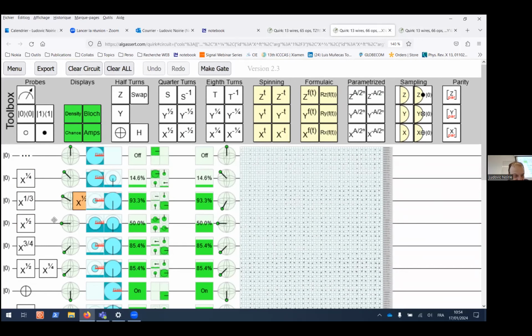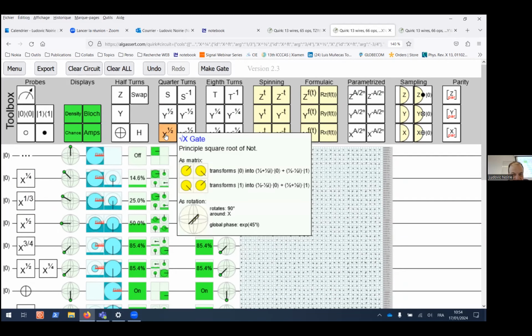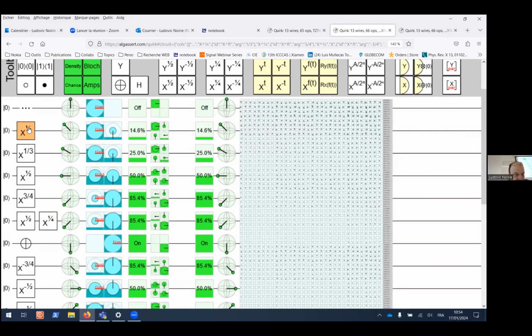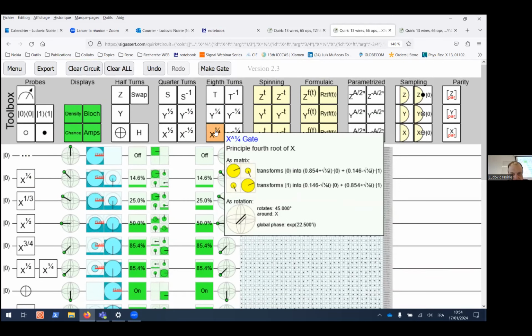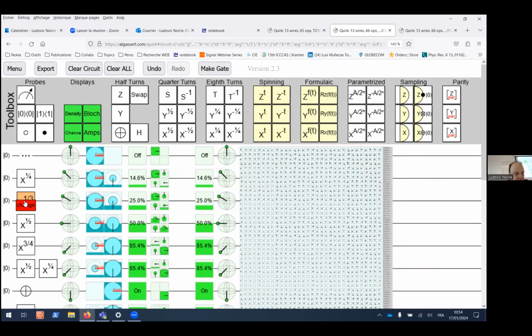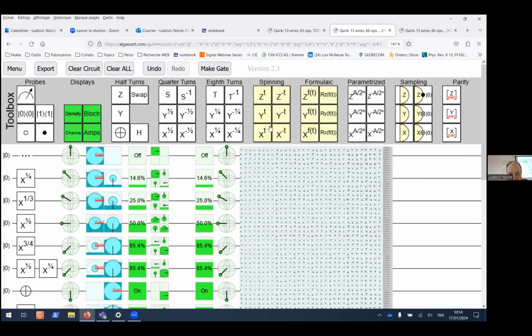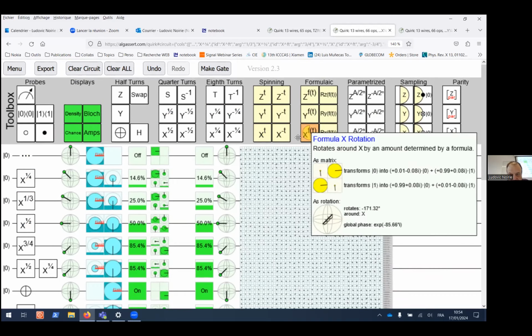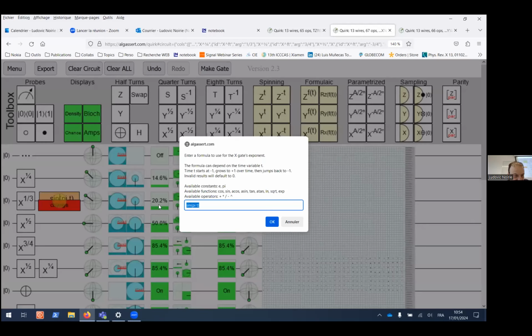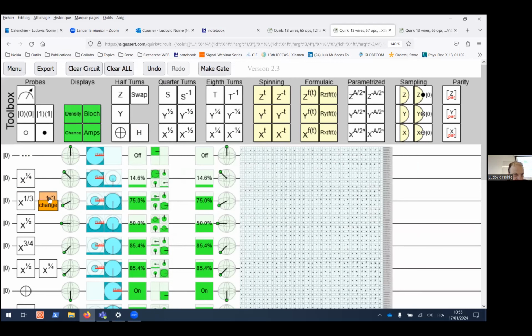X^1/2 is this gate. You can just drag and drop the gate. X^1/2 is the rotation around the x-axis with 90 degrees. X^1/4 is rotation with 45 degrees, this one that I applied. We can also apply rotation with other angles. You don't see X^1/3 here, but the way to do it is to just use X^t and change the angle to 1/3.